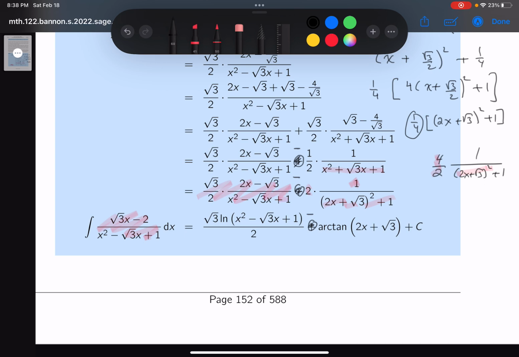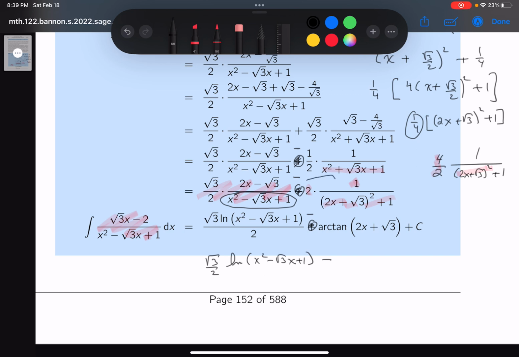Well, I noticed that the derivative of the bottom would be 2x minus root 3. So I got a really simple u substitution. It's just going to be like 1 over u. It's going to be the natural log then. So let's write this down. So you get root 3 over 2 times the natural log of this thing over here. This is always positive, by the way, so I don't have to use an absolute value symbol. So you get x squared minus root 3x plus 1.